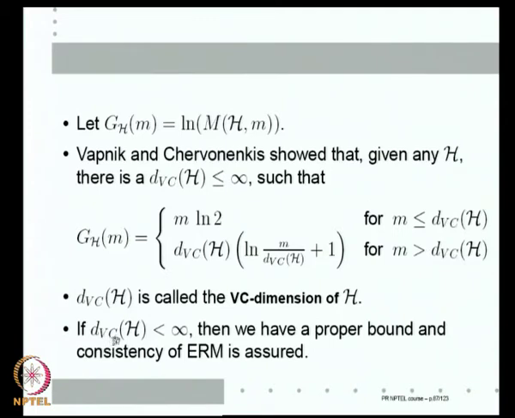So, if the VC dimension of H is less than infinity, then we have a proper bound and the consistency theorem is assured. We still haven't defined this, but we will see the VC dimension of H in much more detail in the next class. But all it says is, given any H, there is some number which we call the VC dimension of H, and the number of distinguishable functions grows exponentially only as long as the sample size is less than the VC dimension of H. After that, it does not grow exponentially.